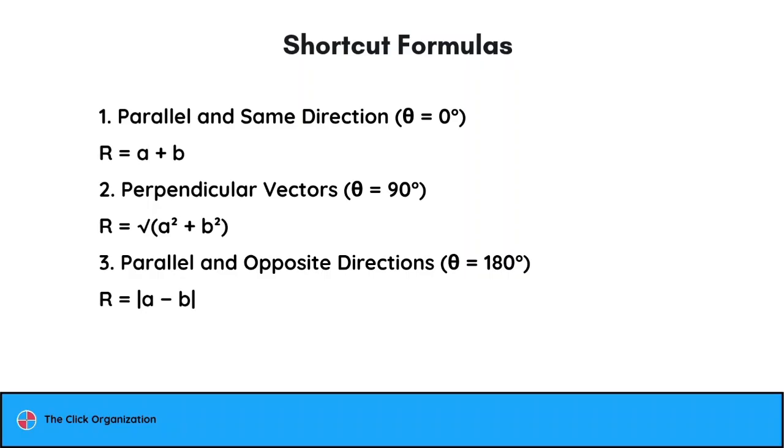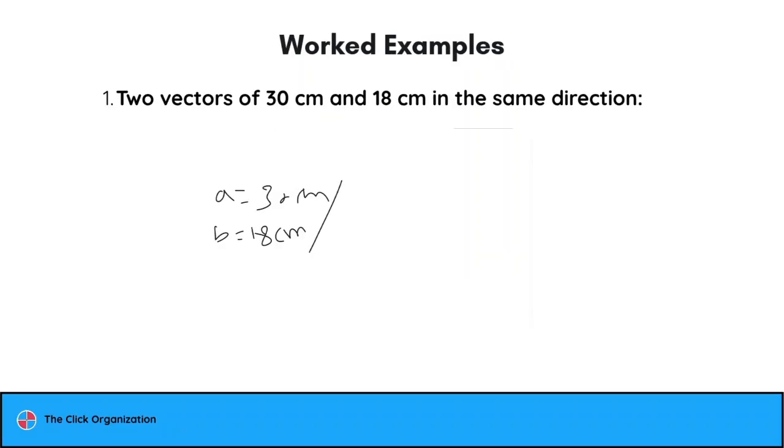Second, when the vectors are perpendicular, the angle is 90 degrees. Cosine 90 degrees equals 0, so the formula becomes R equals the square root of a squared plus b squared. And this is the Pythagorean theorem. Third, when the vectors are parallel but opposite in direction, the angle is 180 degrees. The resultant becomes R equals the absolute value of a minus b.